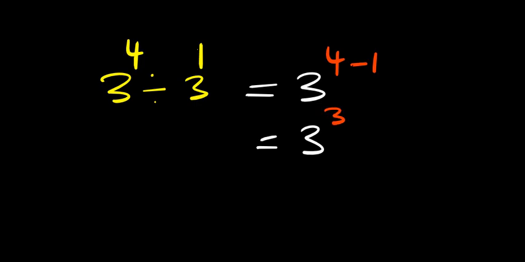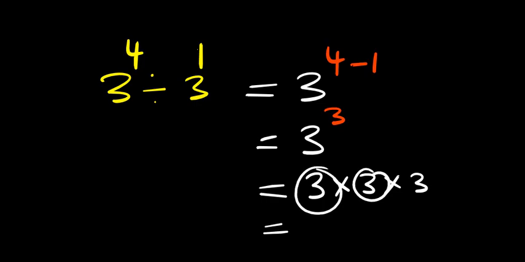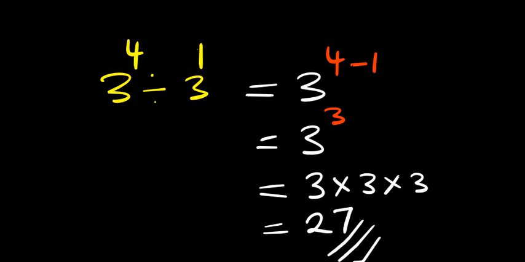Therefore this is what you're supposed to now solve: 3 to the power 3. 3 to the power 3 just means you're multiplying 3 by itself 3 times, so that is 3 times 3 times 3. 3 times 3, that is a 9. A 9 multiplied by another 3 gives us 27. So that's how you're going to solve.